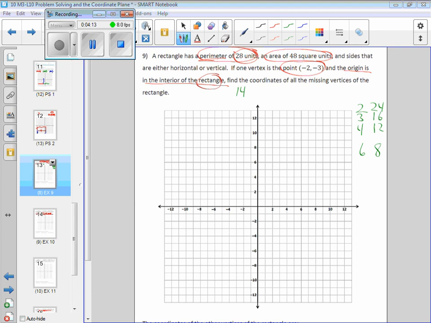Okay. What did we say that the two sides have to add up to? The two sides have to add up to what? Chelsea. So look at your numbers. What two numbers add up to 14? Patrick, circle it. We now know that the sides of our shape have to be 6, 8, 6, and 8. Okay. Let's plot the only point that they give you. Everybody plot -2, -3.